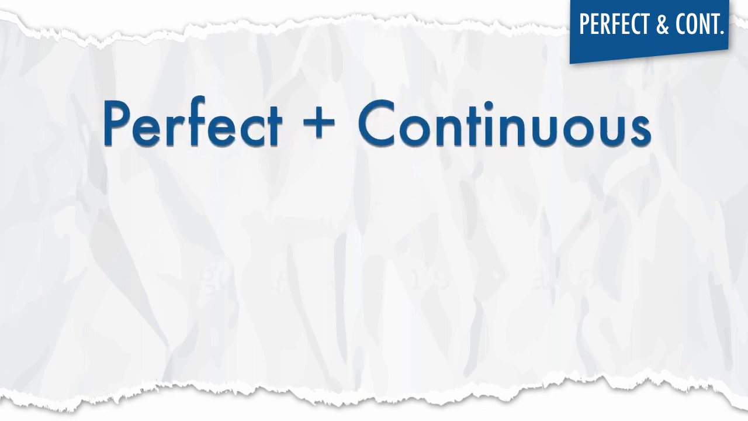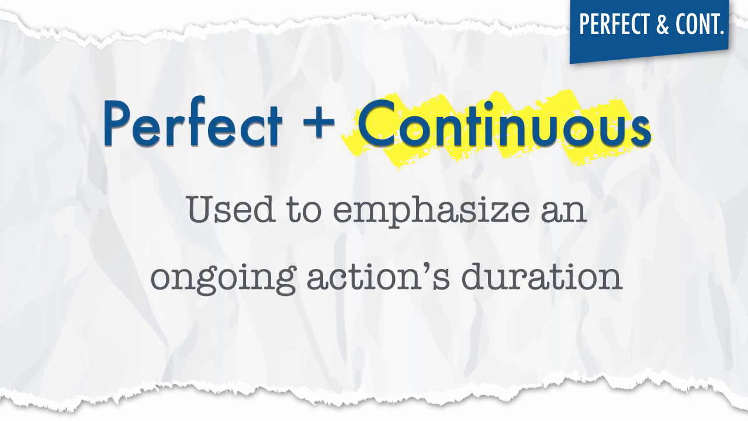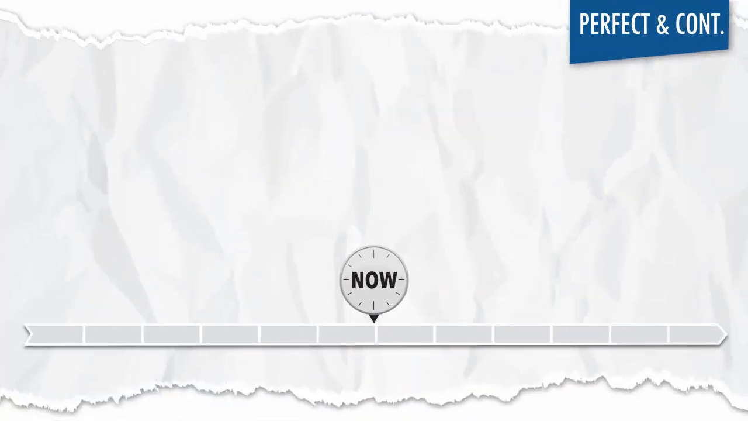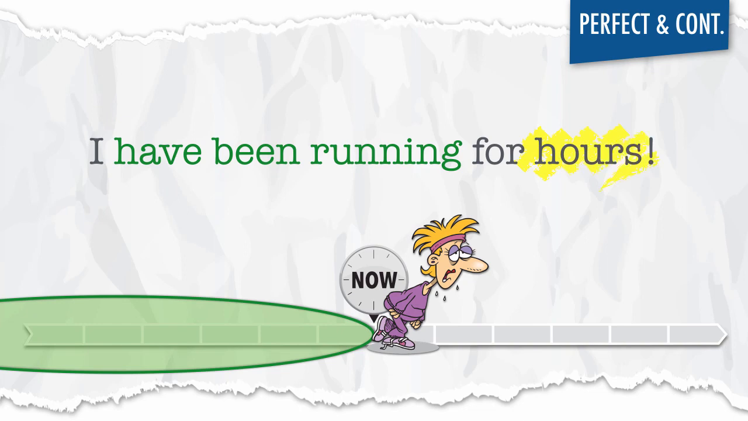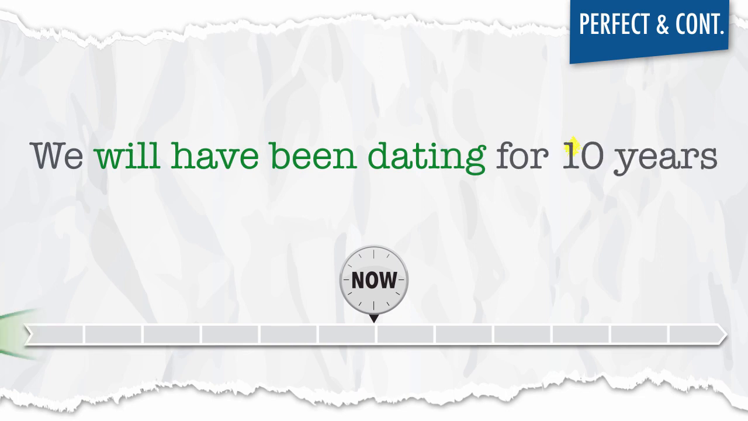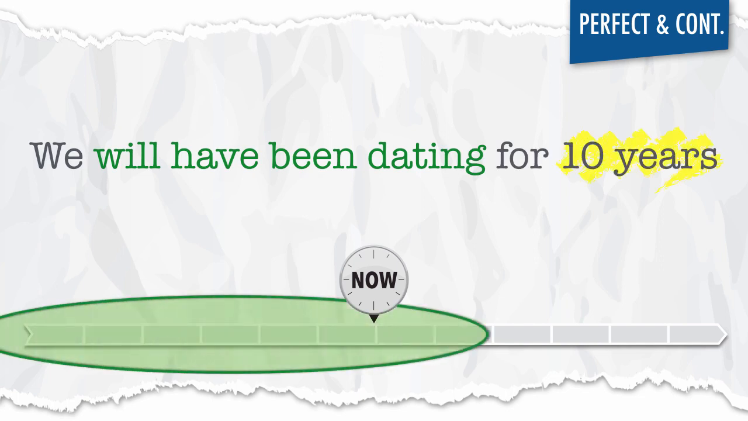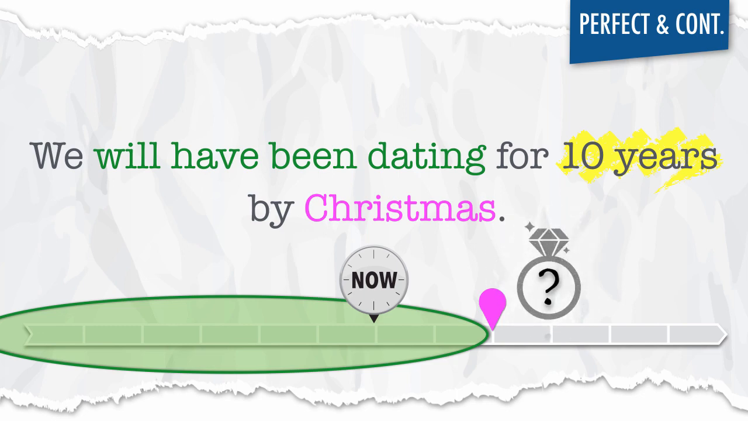Perfect continuous sentences are used to emphasize an ongoing action's duration, and we usually pair it with some description of how long something happened. I have been running for hours. Here we are emphasizing how long I've been running, and this action probably will continue. We'll have been dating for 10 years by Christmas. Here, the speaker is trying to emphasize how long they've been dating.